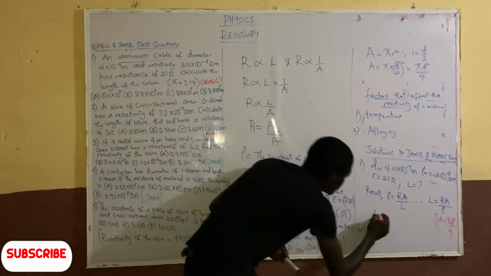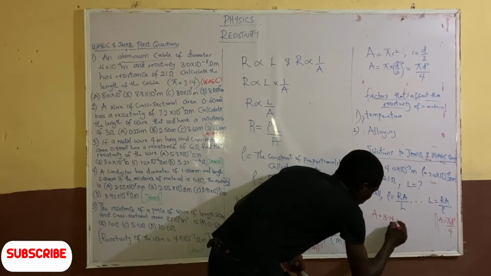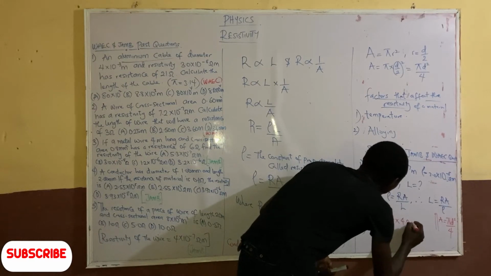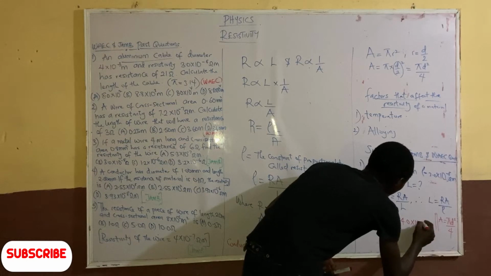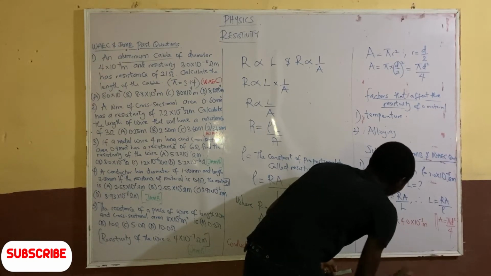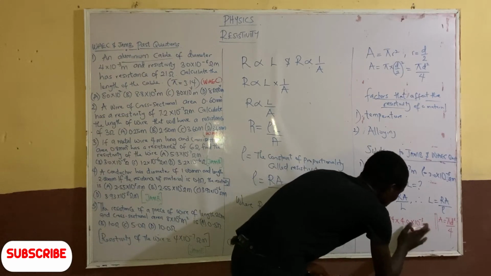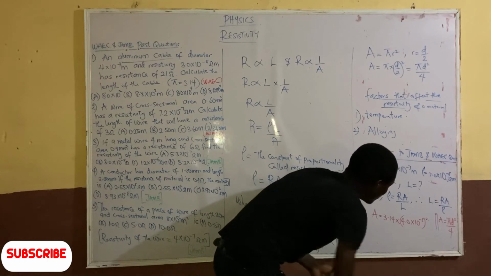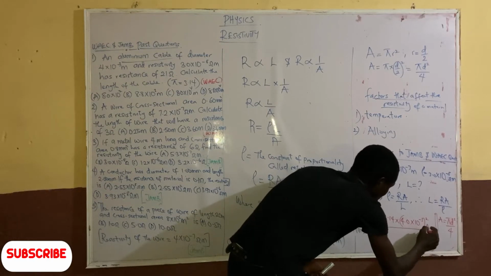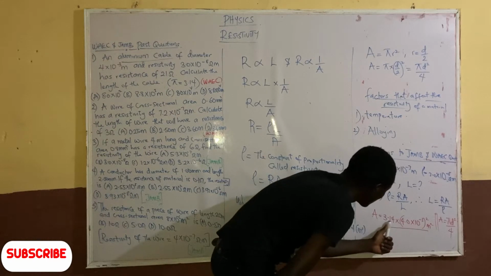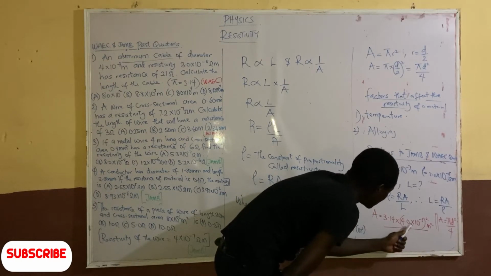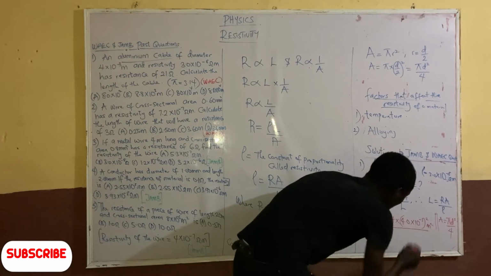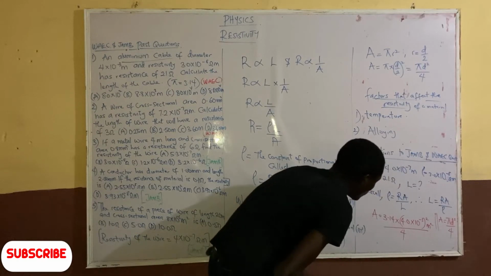3.14 as our pi, multiplied by, ensure that the unit is meter, which is a meter already, so 4.0 times 10 raised to power minus 3 meter square. Remember to put square there. So don't forget the meter also carries square. So we have 3.14, which is our pi, multiplied by the diameter, which is 4.0 times 10 to the power minus 3 all squared, all over 4.